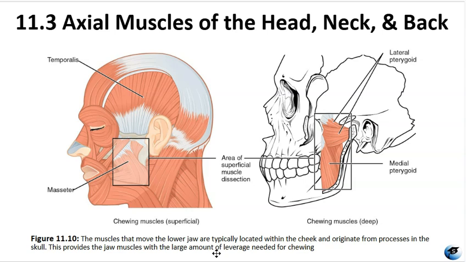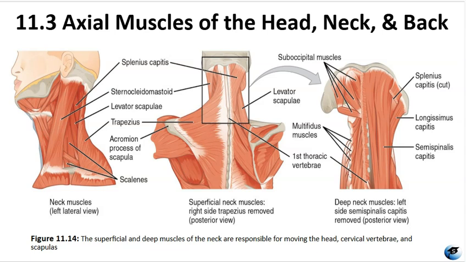which work together to elevate the mandible and close the jaws. So these muscles are responsible for moving the lower jaw and are primarily located within the cheeks and originate from various bony processes of the skull. Their strategic placement and attachment points give them significant leverage and allow for powerful and efficient chewing motions necessary for breaking down food.